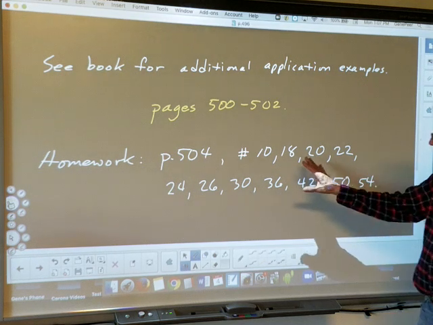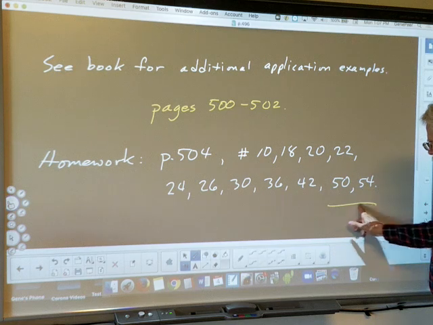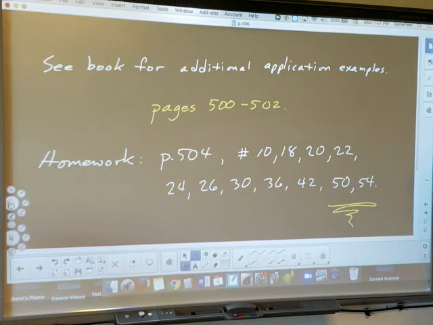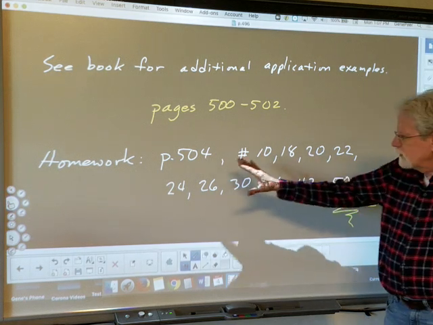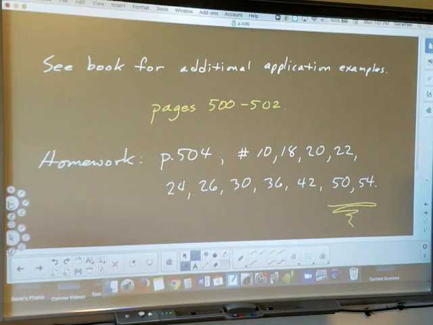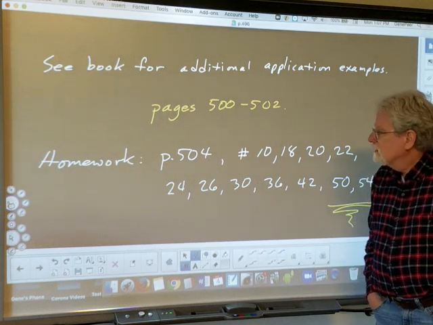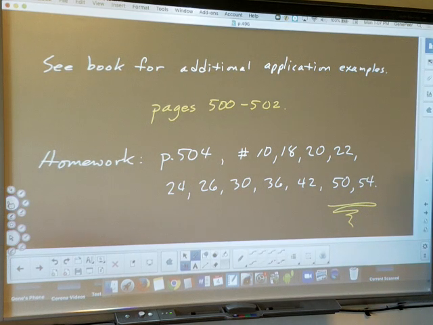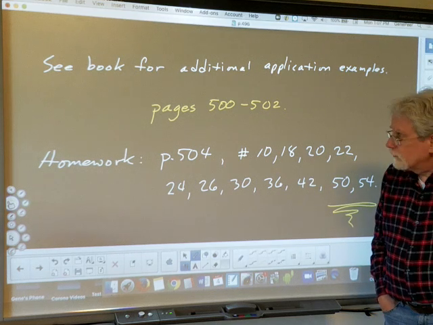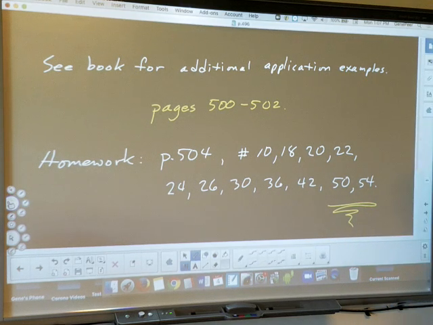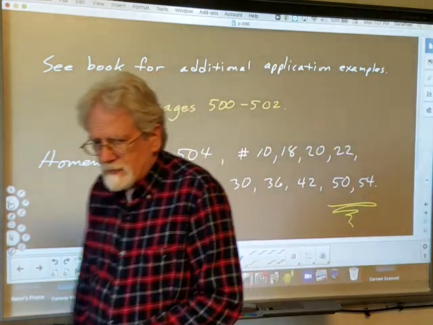Very few of these are application problems. I think maybe the last two are application type problems. I believe the rest of it is just conceptual, solving triangles and using the property of cofunctions being equal, and that's for complementary angles. And I think that's all that's in there. It's not as bad an assignment as it might look. Okay, that's it. See you later.